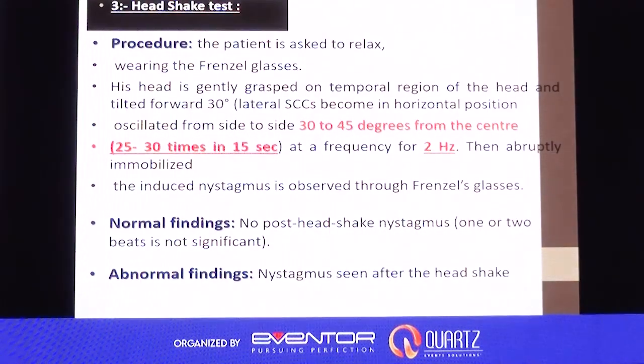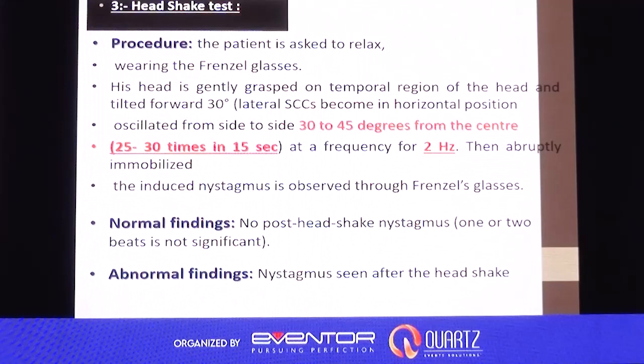Head shaking test, the procedure. The patient is asked to relax and wear the Frenzel glasses to abolish the fixation. The head is gently grasped on the temporal region and tilted forward for 30 degrees, so the lateral semicircular canal becomes in the horizontal position. And I do rapid oscillations from side to side, about 30 to 45 degrees from the center, for 15 seconds, at a frequency of 2 Hz. Then I abruptly immobilize the head of the patient and observe the induced nystagmus.